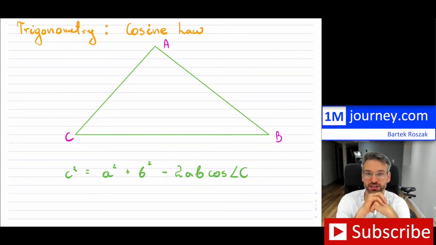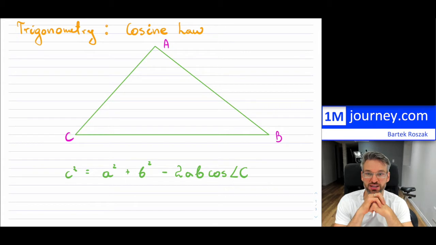Trigonometry, cosine law. So we have here an acute triangle, and the cosine law is basically utilized if one of the angles is given and the length of the two adjacent sides are given. And if that is given, then you can always find the opposite side.